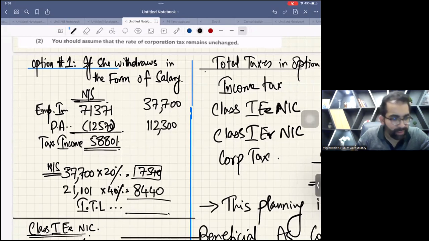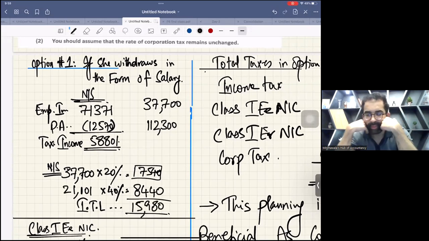What is the total income tax? 15980. Come on, this is the income tax, okay? This is the income tax.